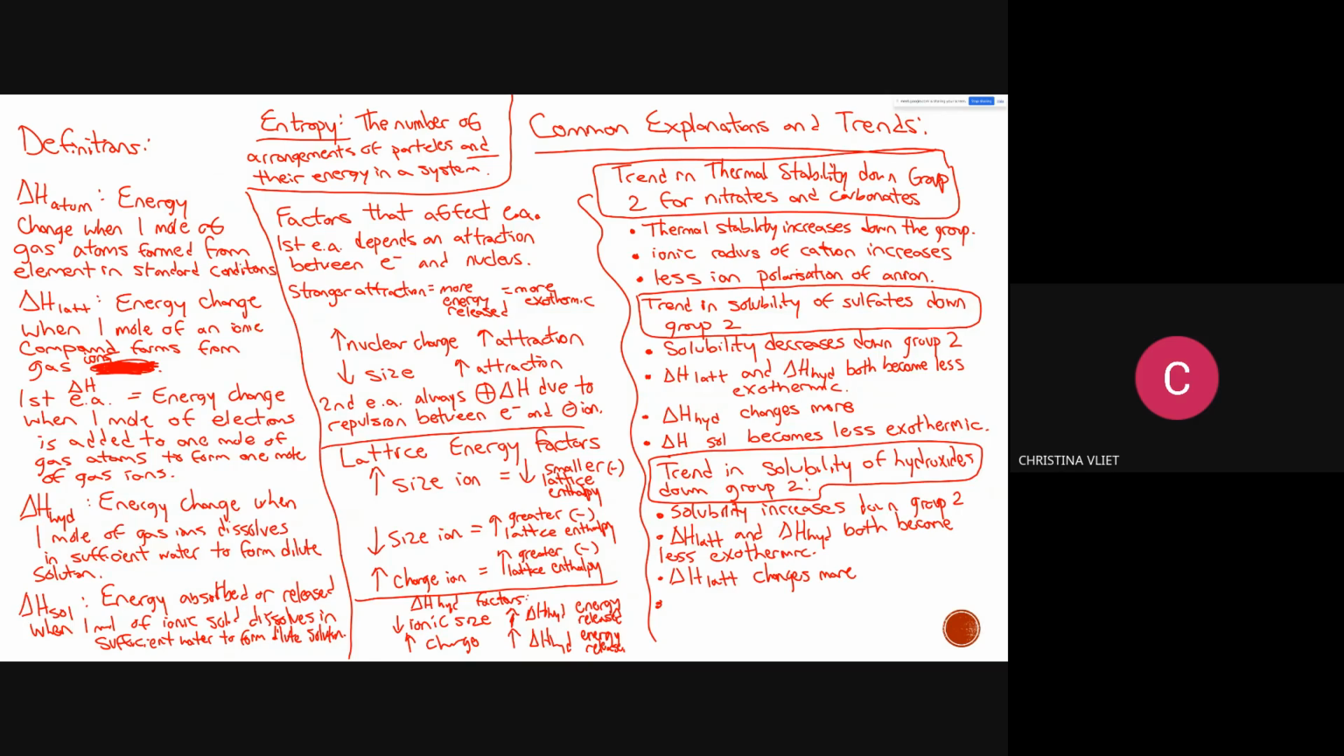And the last statement is this means the delta H solution becomes, instead of less exothermic, more favorable, so it becomes more exothermic. So delta H sol becomes more exothermic.